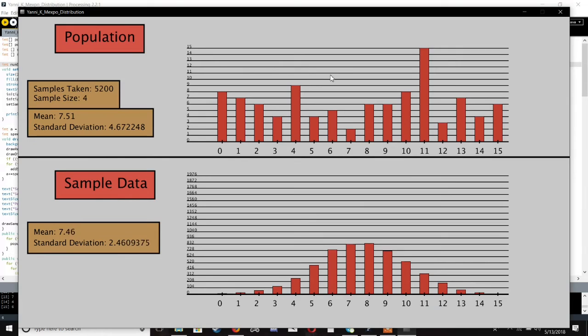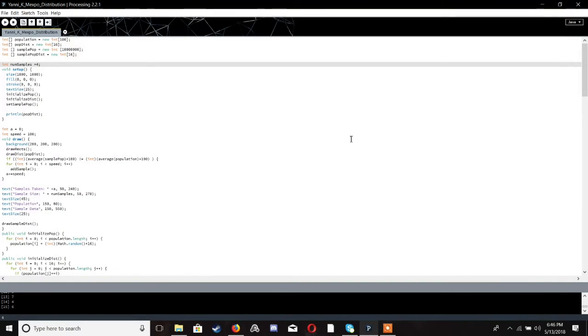As you can see, the data is much more widely distributed because with a small sample size, the samples have a lower chance of having points chosen that are close to the population mean. And now the data has stopped as the means are equal between the population and the sample data. Next, I'll run the program with a larger sample size to demonstrate how the standard deviation changes.